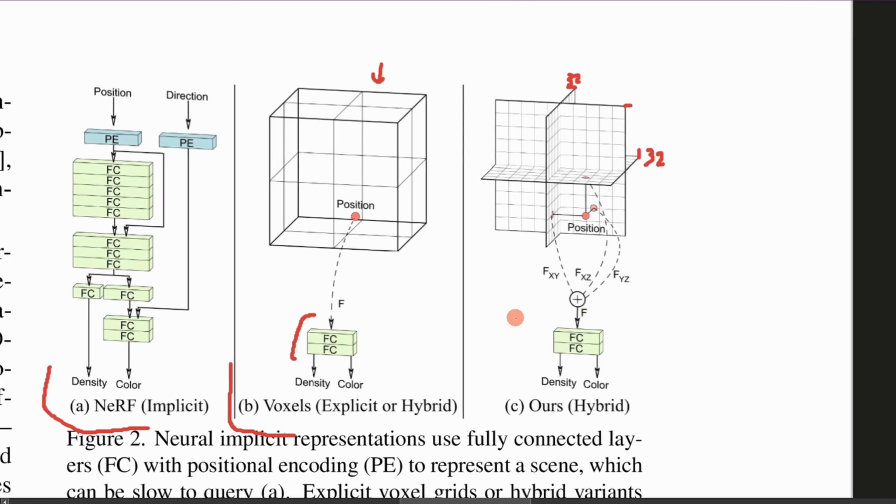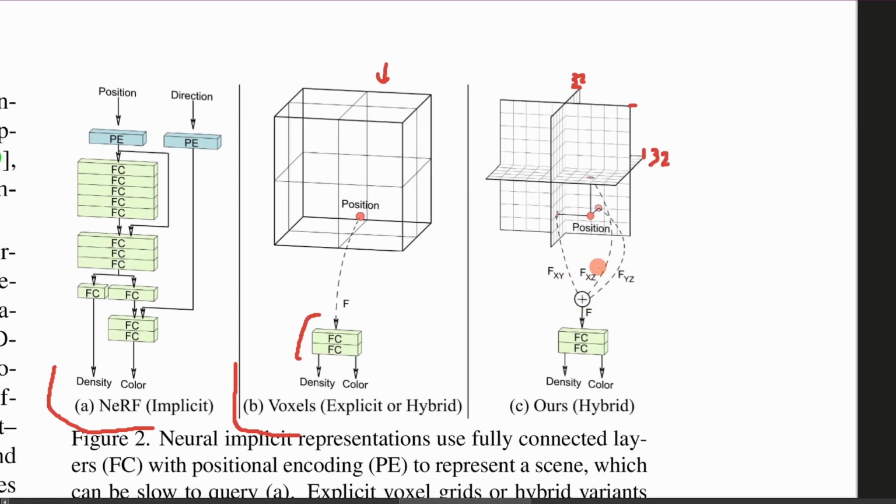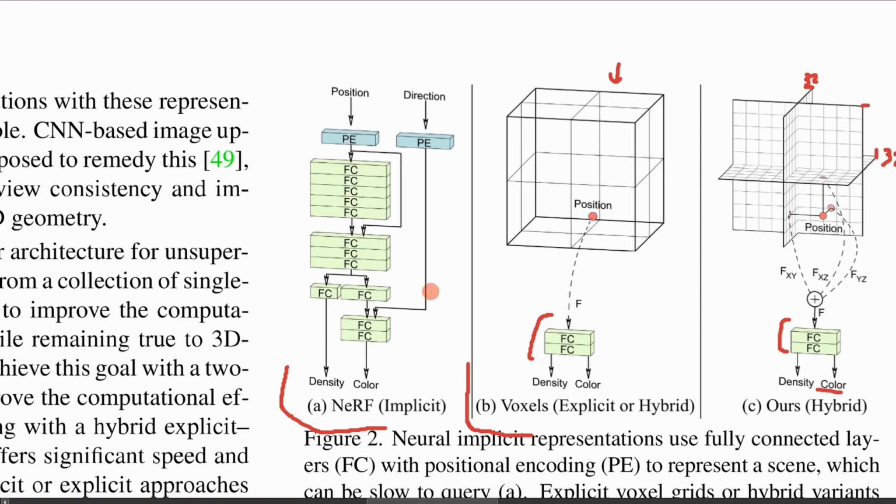And again, it's more efficient memory-wise, and it's also more efficient time-wise, because as you can see here, to get the RGB value, the color, and the volume density, we just have to pass it through this very shallow MLP. Compare that to NeRF, where you have this huge MLP.